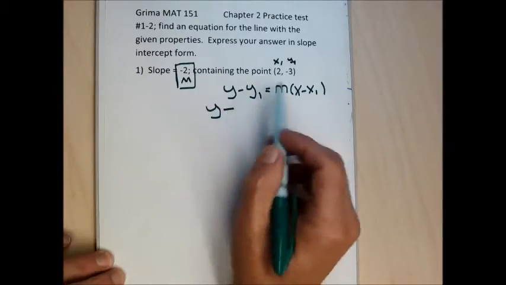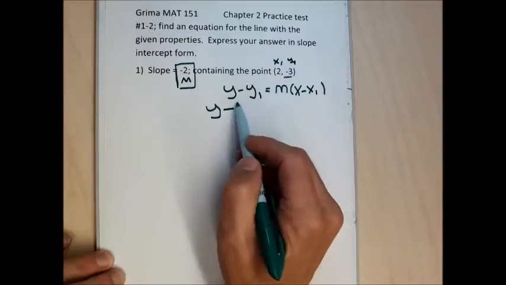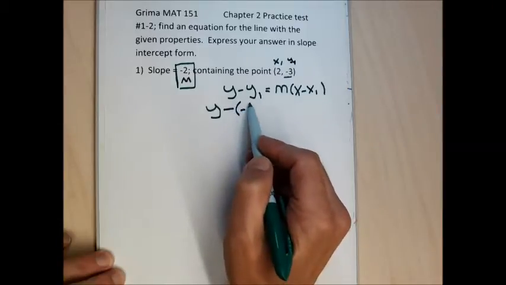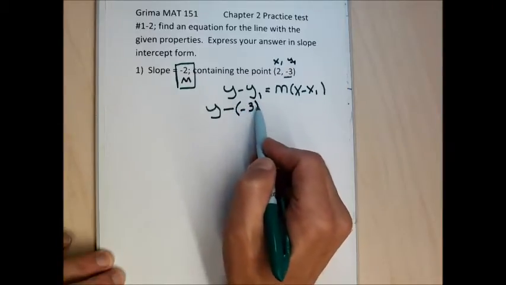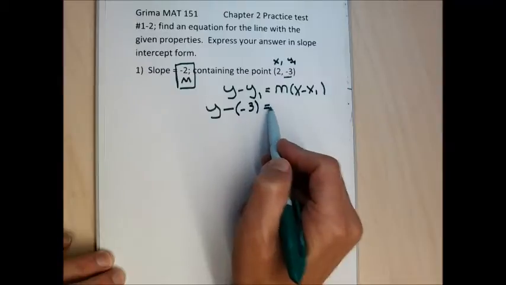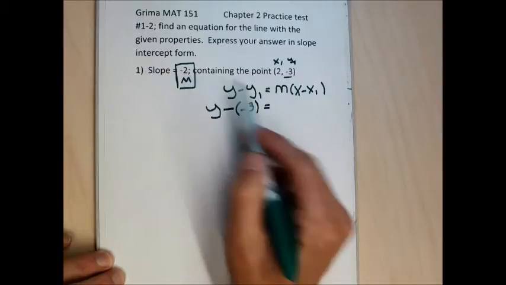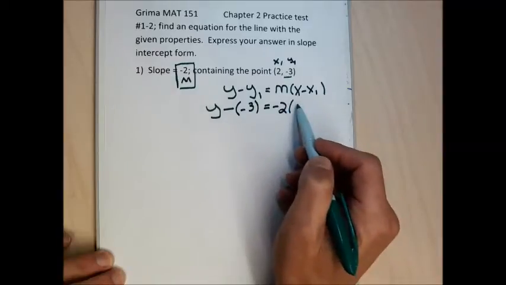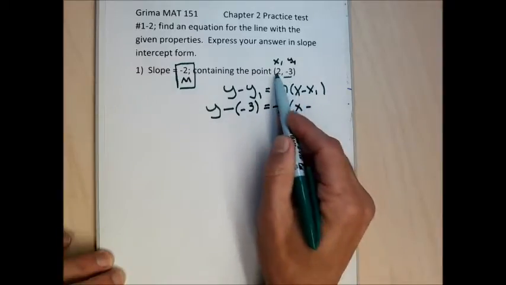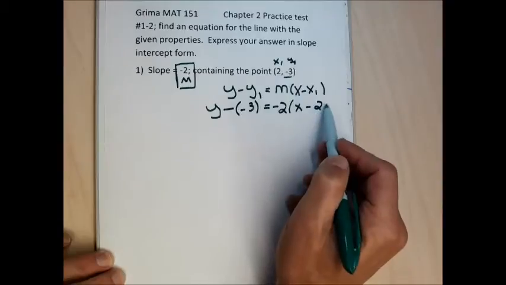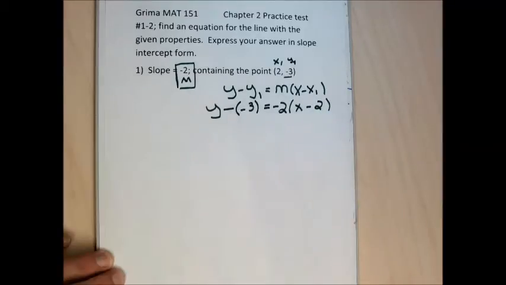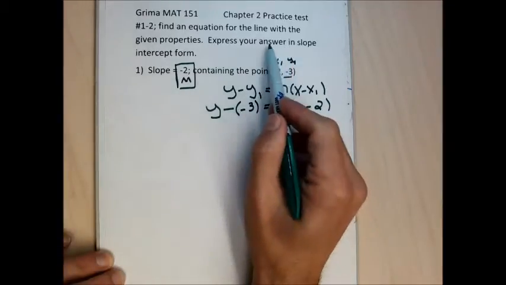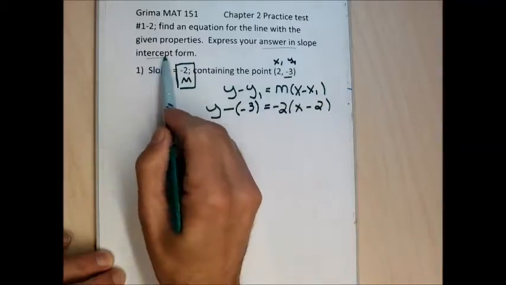I'm going to go y minus, and then in for y1 I'll put a negative 3. Because I have two negative signs in a row, I'm going to put that negative 3 in parentheses. To the right of the equal sign, the first number I'm going to put is the negative 2 for the m, and then x minus, and then for x1 I'm going to plug in a 2. That's the equation of the line. The instructions say to write it in slope-intercept form. That implies to solve this for y.